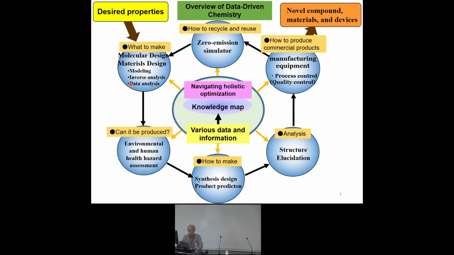So this slide shows the overview of the cheminformatics world. When we suppose a desired function, novel compounds, materials, and devices are required. Getting them, what to make is the first step. The next one is, can it be produced? So this is very important. This is environmental and human health hazard assessment. So if the compound does not satisfy this kind of matter, the product cannot be produced for market. And the next is how to make, namely synthesis design.